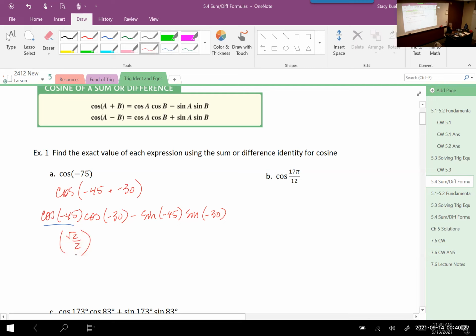What is the cosine of negative 30? What quadrant am I in? Fourth quadrant. Cosine of negative 30 is what? Square root of 3 over 2, that's right. Minus, now what is the sine of negative 45? Negative square root of 2 over 2, and the sine of negative 30, negative 1/2, right? This is why we have to know the unit circle, okay? Minus 1/2.